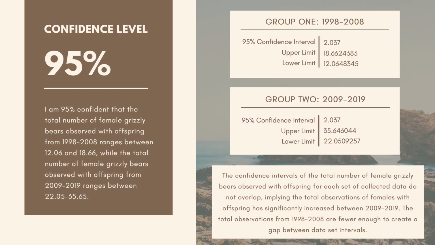Moving on, each interval for confidence level and upper and lower limits are listed here. I went with a 95% confidence level for this project, indicating that I am 95% confident that the total number of female grizzly bears observed with offspring from 1998 to 2008 ranges between 12.06 and 18.66, while the total number from 2009 to 2019 ranges between 22.05 and 35.65. These intervals do not overlap, which implies that the total observations significantly increased from 2009 to 2019, enough to gap the intervals from the previous decade.